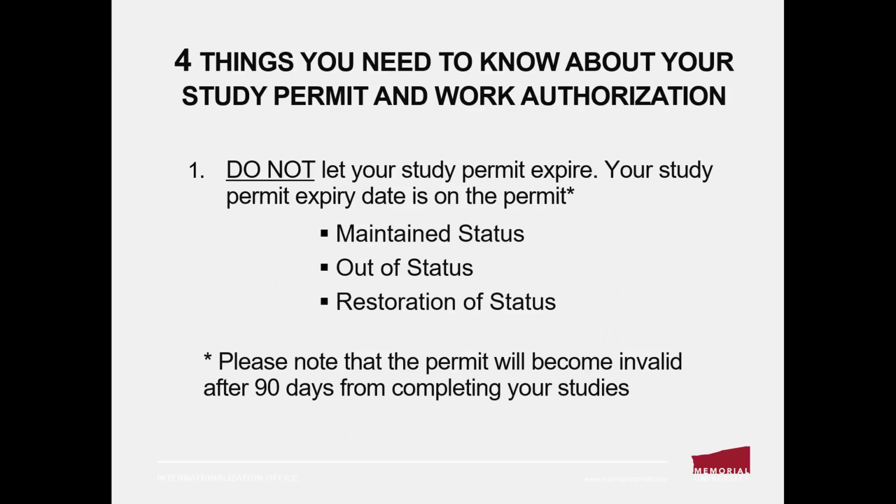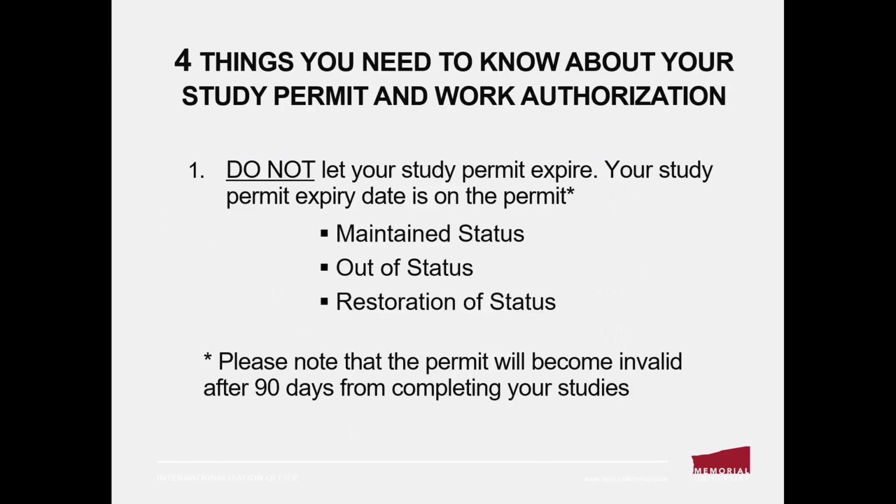So, 4 things you need to know about your study permit and work authorization. One is do not let your study permit expire. As we mentioned, the expiry date of the study permit is on your study permit, so pay attention to that. You are required to apply for the extension of the study permit before the expiry date. Once you do that, it's called maintained status, meaning that you can continue to study or work as per the conditions of your study permit. You still need to be registered full-time in order to work, but as long as you apply for the extension of the study permit before the expiry date, you can continue to do so.